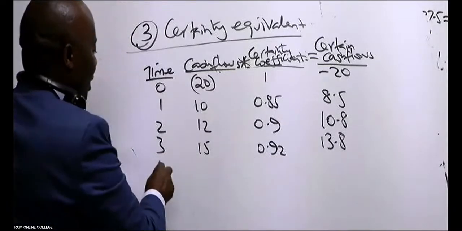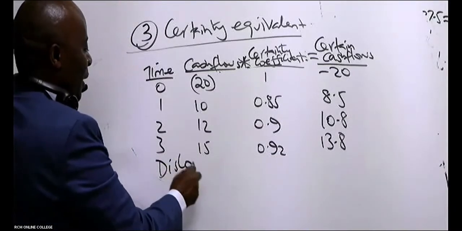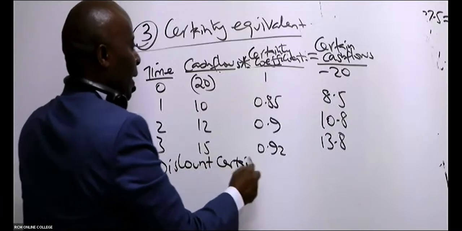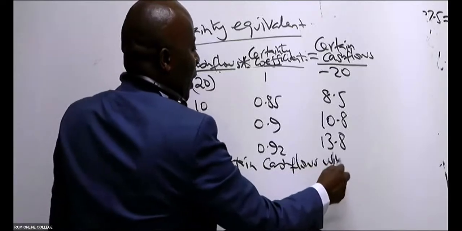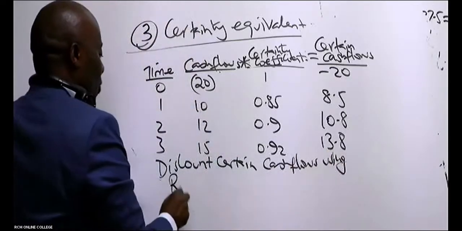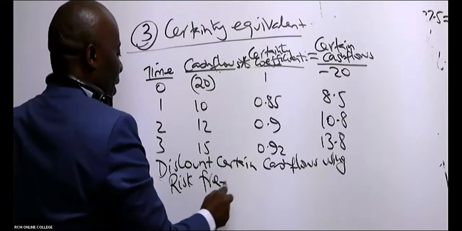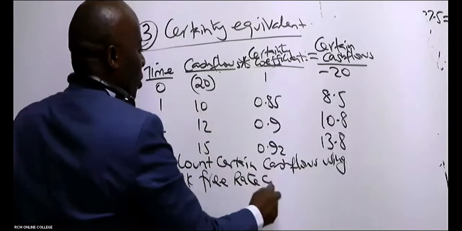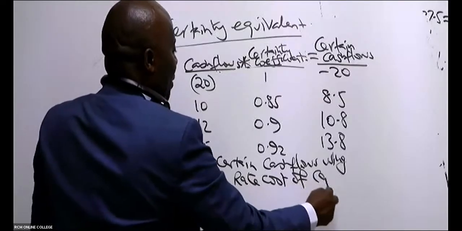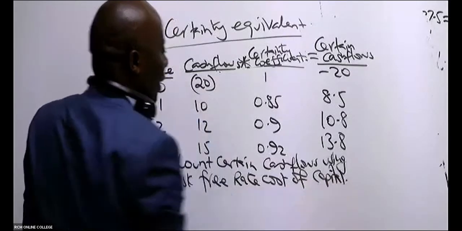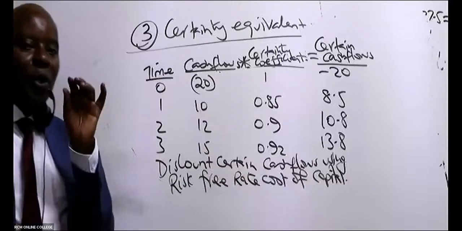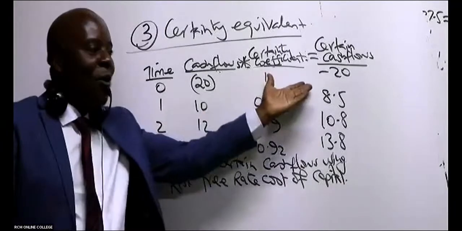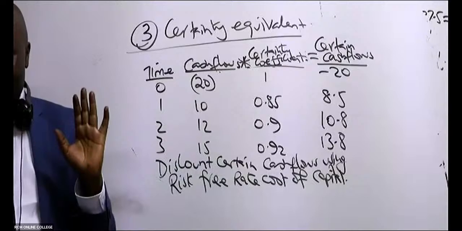Now from there, remember these cash flows are the ones that you discount. So discount certain cash flows, because you are certain about them, using the risk-free rate cost of capital. Why are we using the risk-free rate? Because there is no risk anymore. We have removed the risks.